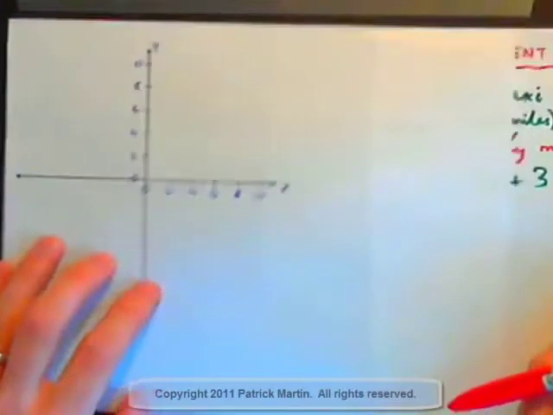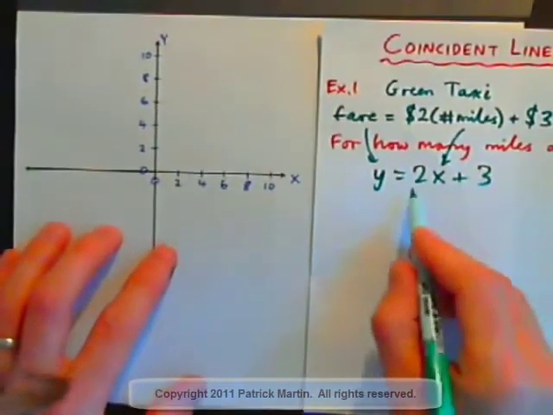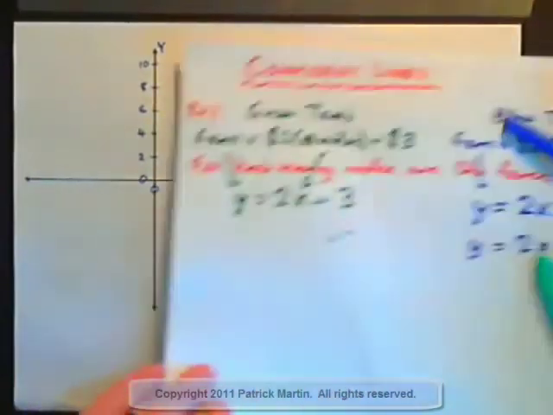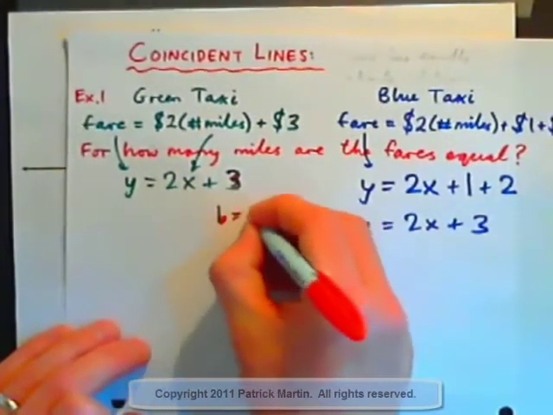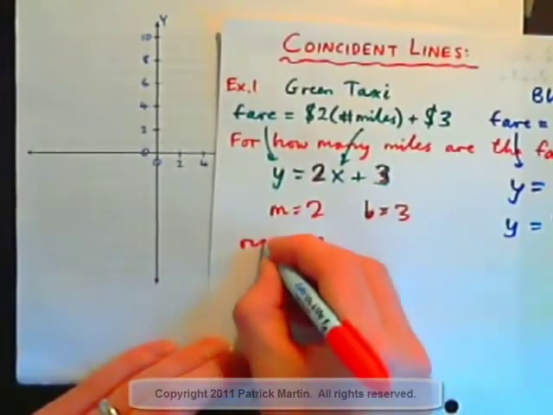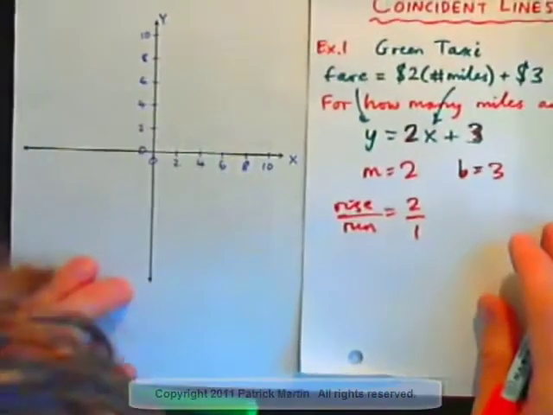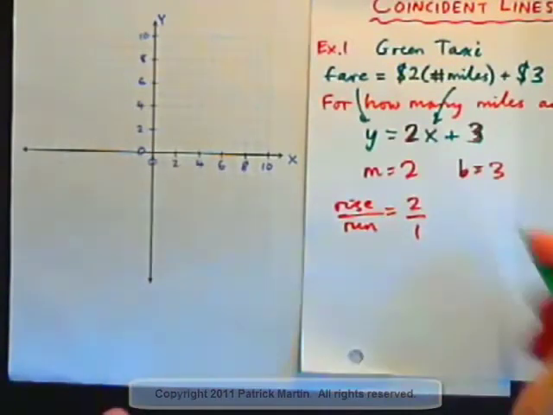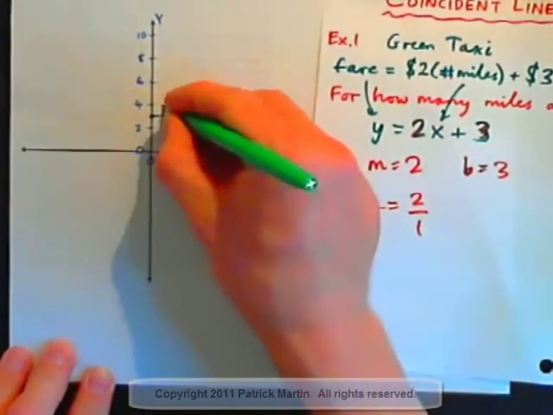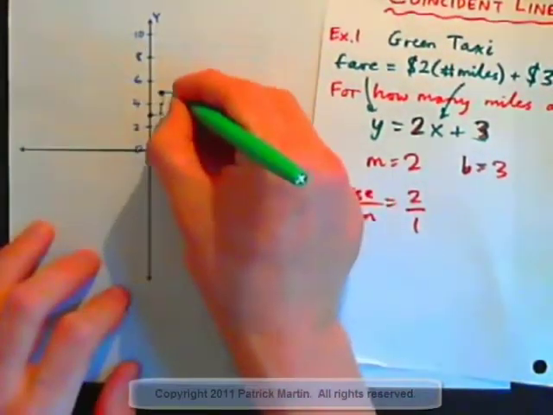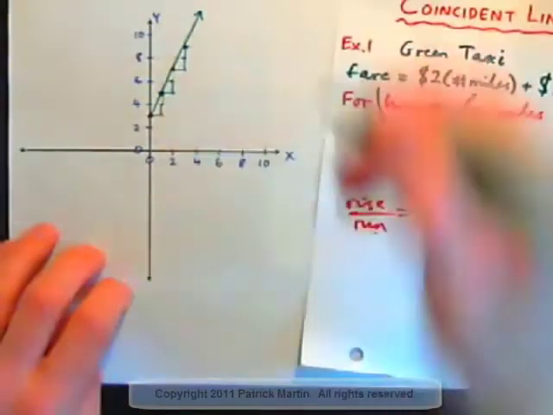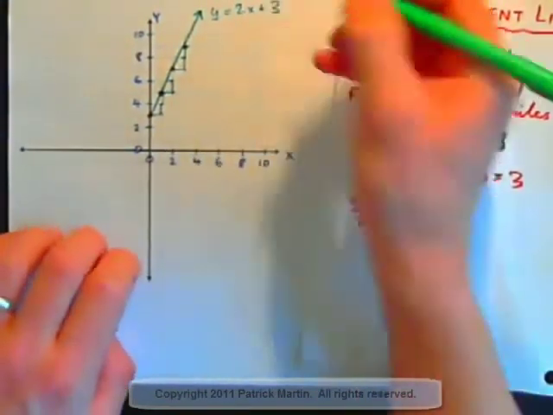And obviously, if I graph those lines, I can make a table, or for 2x plus 3, I can just do the slope-intercept trick. So on this taxi, the y-intercept is 3, and the slope is 2, okay? Or 2 can also be written 2 over 1, so the rise over the run equals 2 over 1. So on the green taxi, I can start at the y-axis at 3. I can run 1 and rise 2, and then make a dot. Run 1, rise 2, make a dot. Run 1, rise 2, make a dot. And I can just graph that green taxi, which is y equals 2x plus 3.